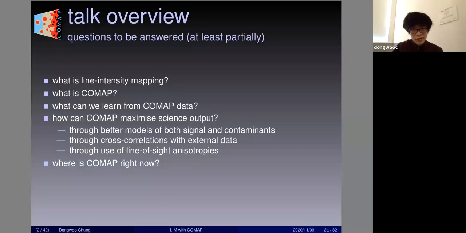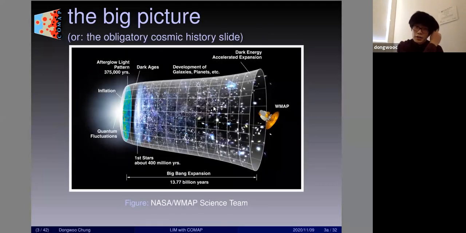The current state of the CO map, where it is in its general timeline of observations. But before I really go into all that kind of detail, I want to step back a bit. I want to take a look at the big picture. Here it is.